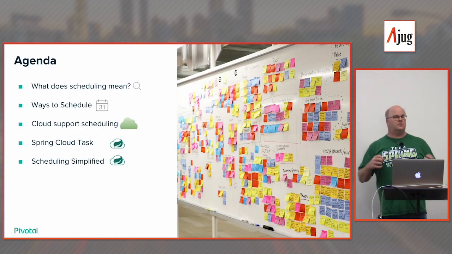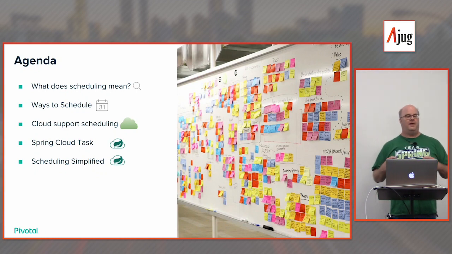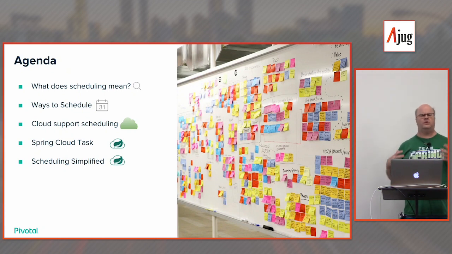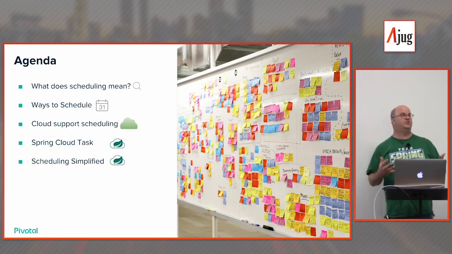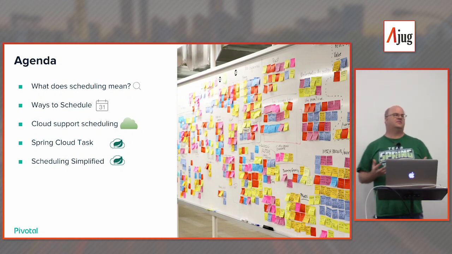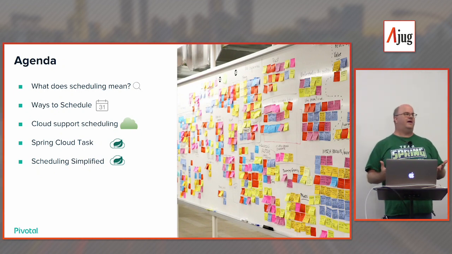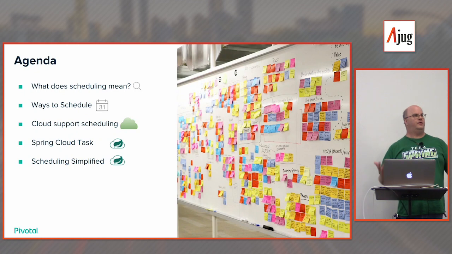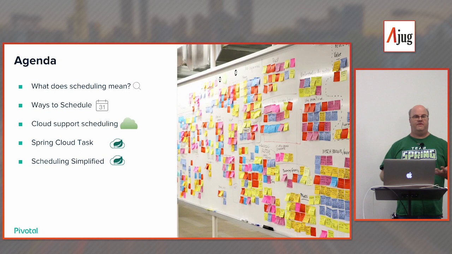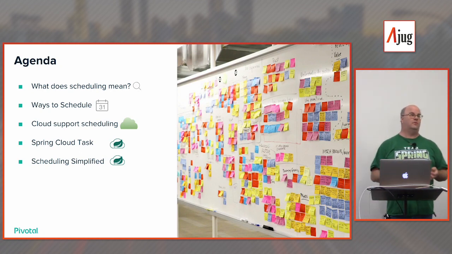So what we're going to do is get some terms down. We're going to talk about what scheduling means. We're going to then talk about ways in which you can schedule. Then we're going to talk about how there are various implementations of scheduling and how they're done in the cloud. Then we're going to talk about how Spring Cloud Task is your first introduction into how we can simplify our apps that are running in the cloud, how they can be good citizens inside the cloud once they are deployed out there. And then finally, Roy's going to come in and show us how we can simplify it even more so than what is available and what I'm going to show you.